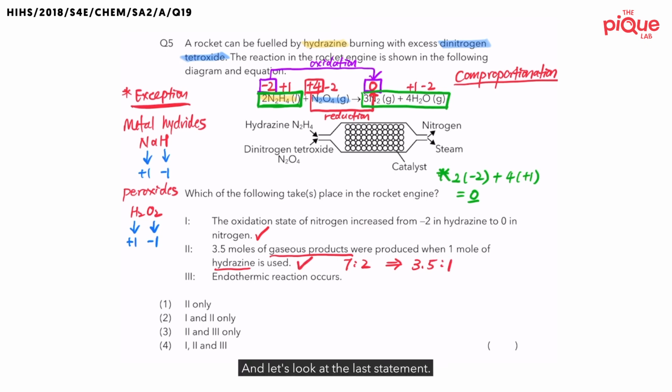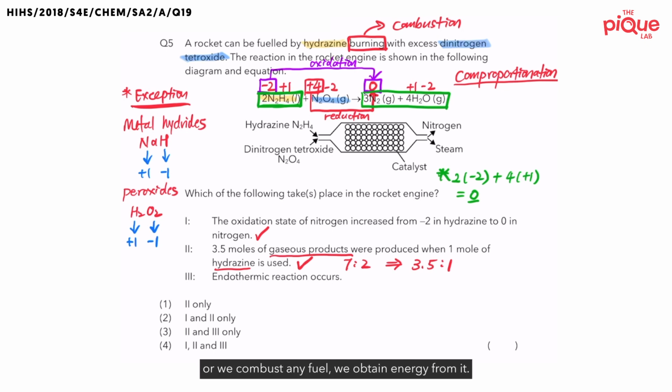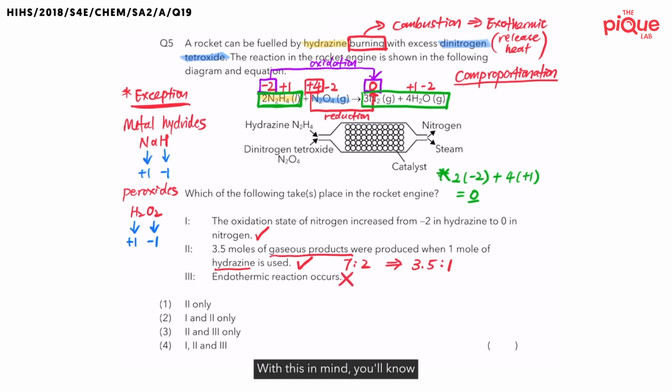And let's look at the last statement. Endothermic reaction occurs. Now, the question actually gave you a big hint over here, which is the word burning. Now, if you can recall what you have learned in your energy changes, this burning actually implies combustion. And for all combustion reactions, for example, when we combust methane or we combust any fuel, we obtain energy from it. So in fact, for all combustion reactions, they are exothermic reactions, which means they release heat. Therefore, this means that statement 3 is incorrect. With this in mind, you will know that option 2 will be the answer.